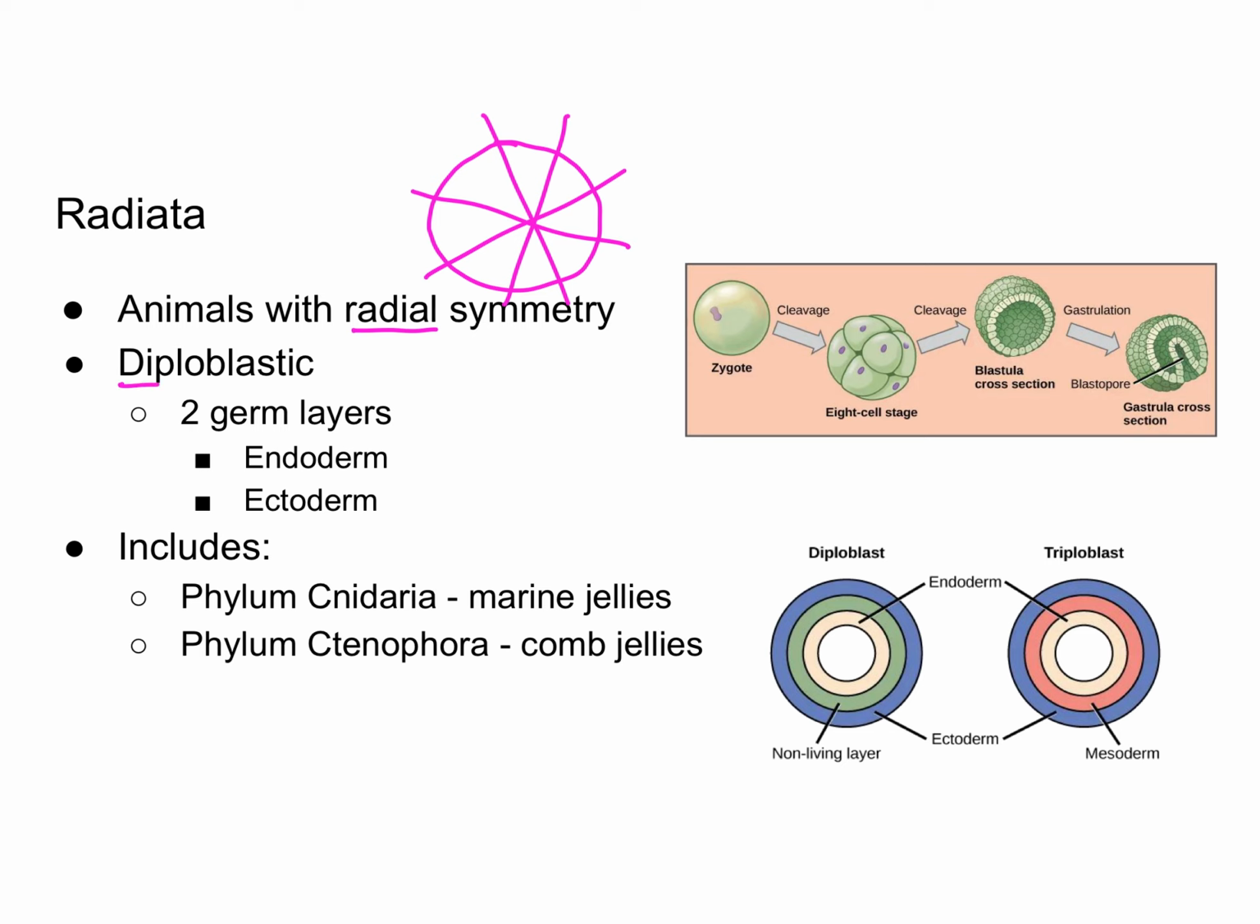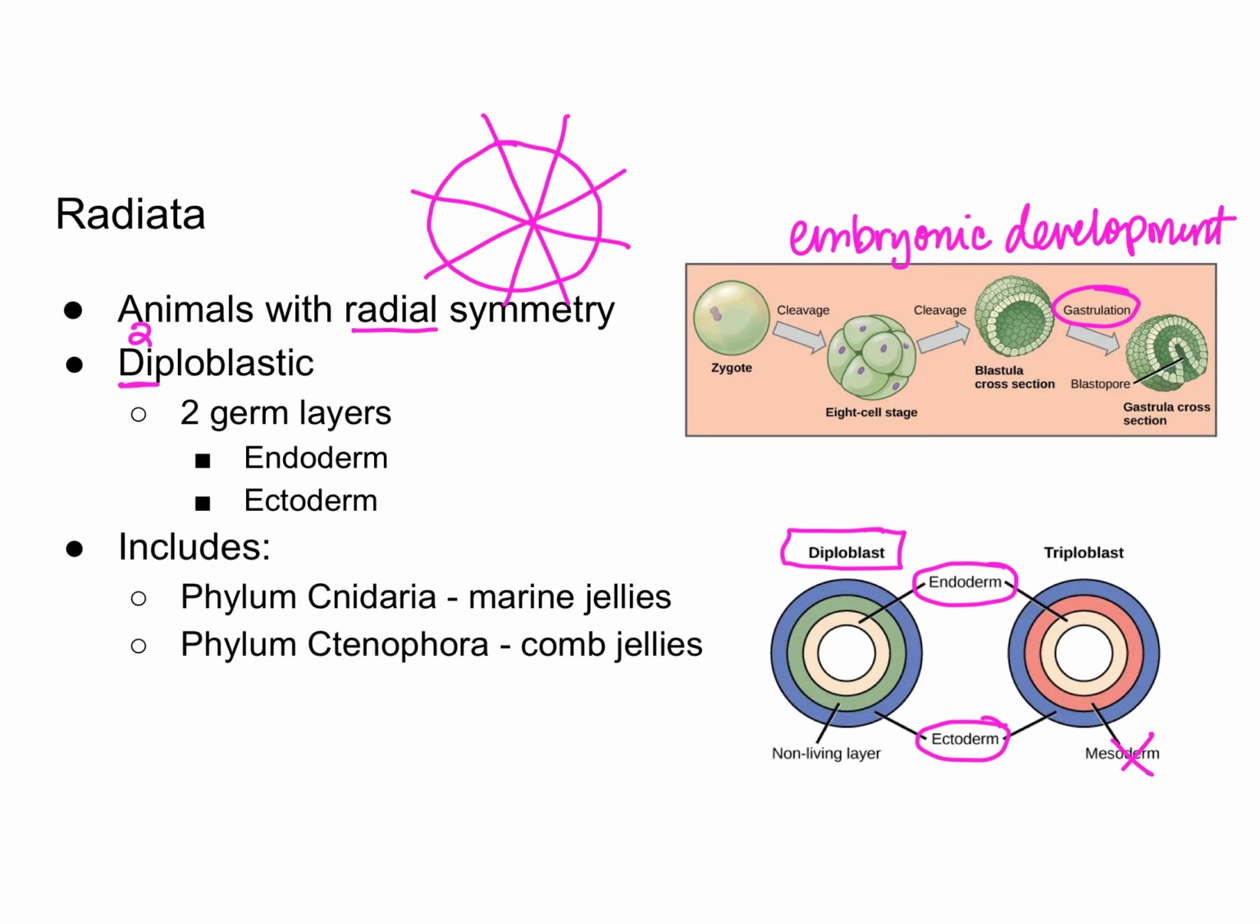They are diploblastic. Remember that di means two. During gastrulation, which remember is during embryonic development, two germ layers are going to form. So this is our diploblast here. Diploblasts have an endoderm and an ectoderm, so they do not have a mesoderm. The mesoderm is only found in triploblastic organisms.